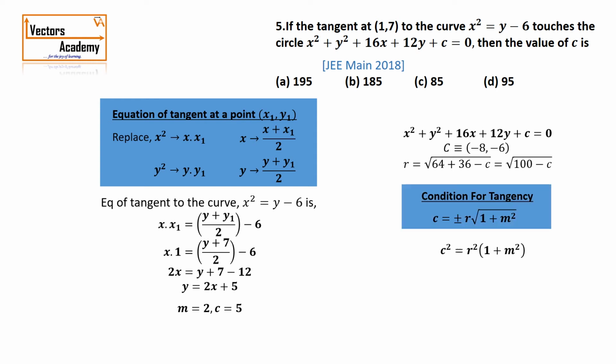We can square both the sides, so the root will be removed, and we will substitute all the values which we know. The value of c, that is the y-intercept of the line, is 5. So, 5 square is 25. R square, that is root of 100 minus c the whole square, you will get 100 minus c, and 1 plus m square, the value of m is 2. So, substituting all the values, I will get the value of c.